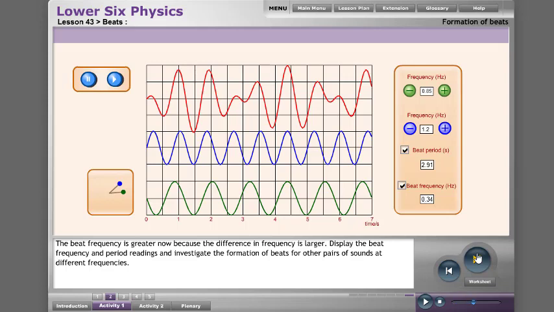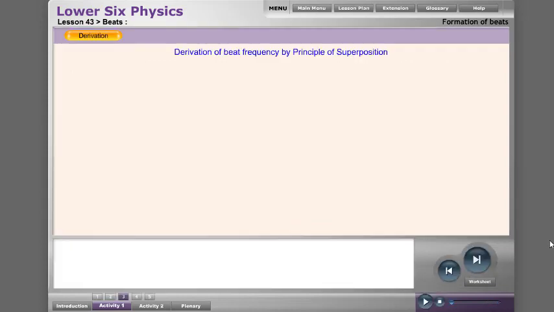Display the beat frequency and period readings and investigate the formation of beats for other pairs of sounds at different frequencies. Click Derivation to view the derivation of beat frequency by the principle of superposition.